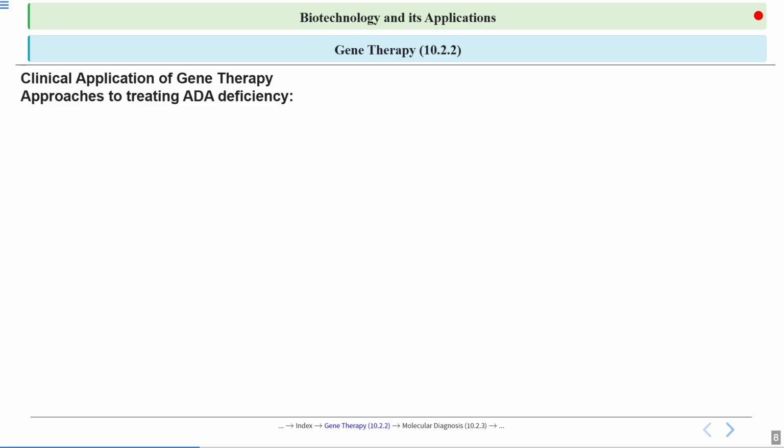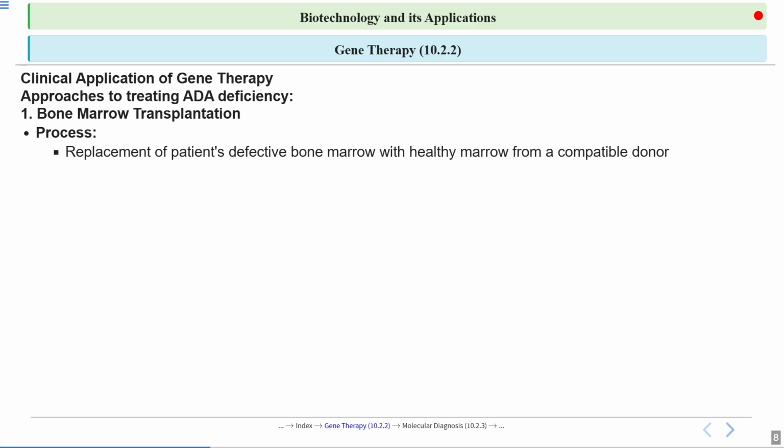Now we know that because of this adenosine deaminase gene deletion, she is suffering from all those things. So now what are the different approaches to treat this ADA deficiency? First is bone marrow transplantation. And what is the process of bone marrow transplantation? We replace the patient's defective bone marrow with healthy marrow from a compatible donor. But that donor has to be compatible.